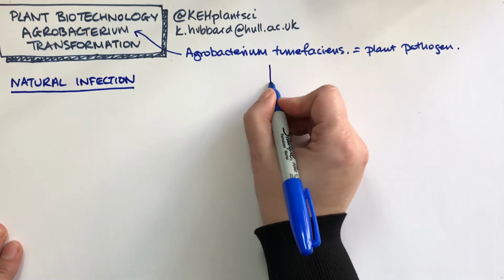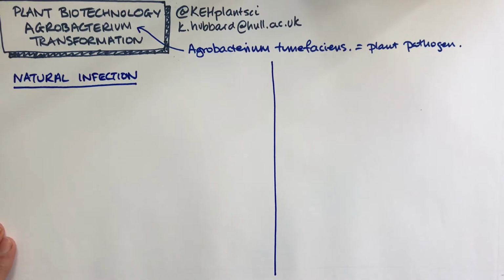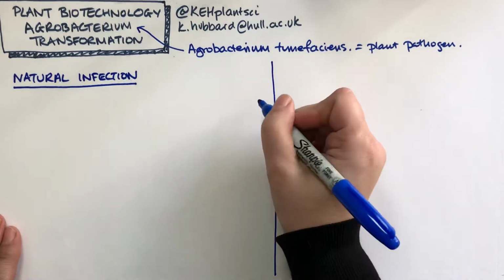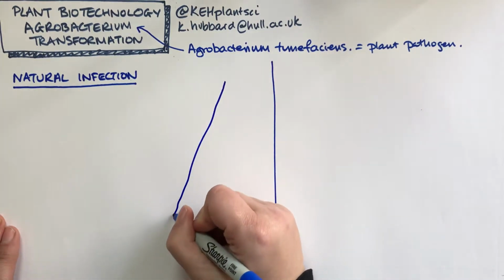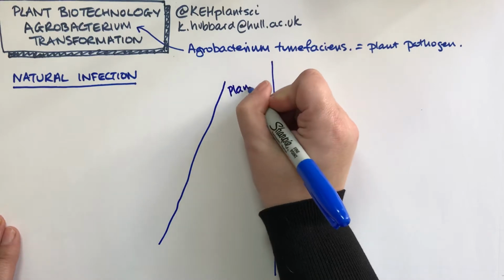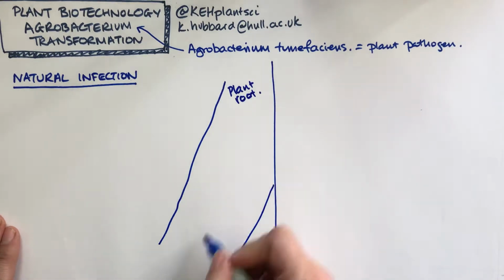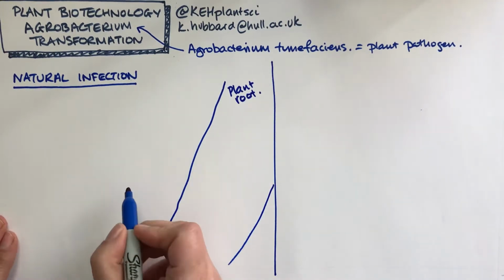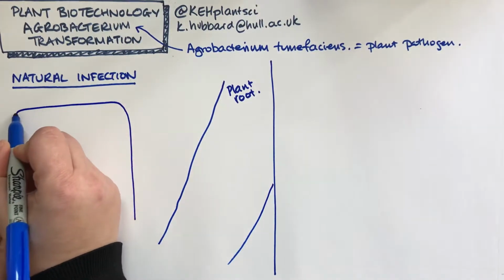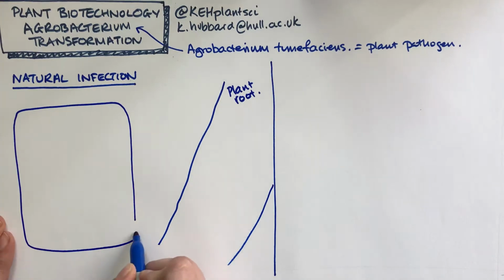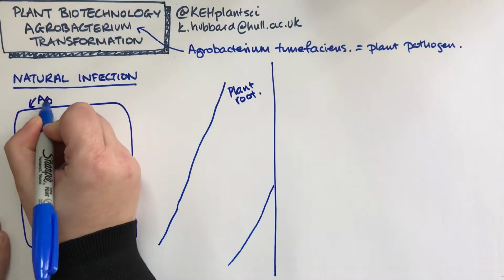So let me just put a line down the middle of the page. Okay, so with the natural infection, we've got a partnership between two organisms. One of them is the plant, and Agrobacterium is a soil bacterium, so it's the root that we're thinking about. There's the root going through there, and then we have our bacterium, which I should draw like this. This is not to scale. This is to show you all of the important bits of the system. Okay, so this is our Agrobacterium cell.